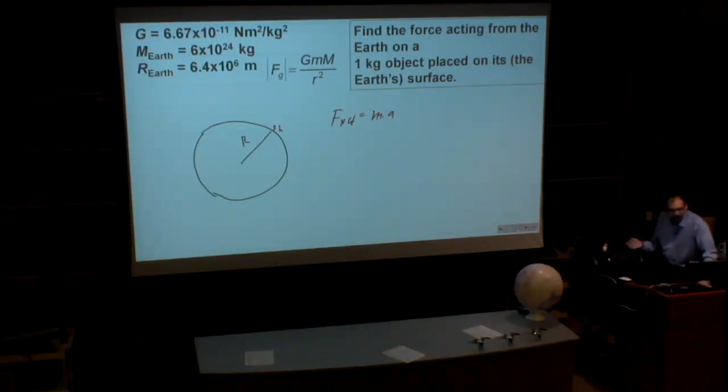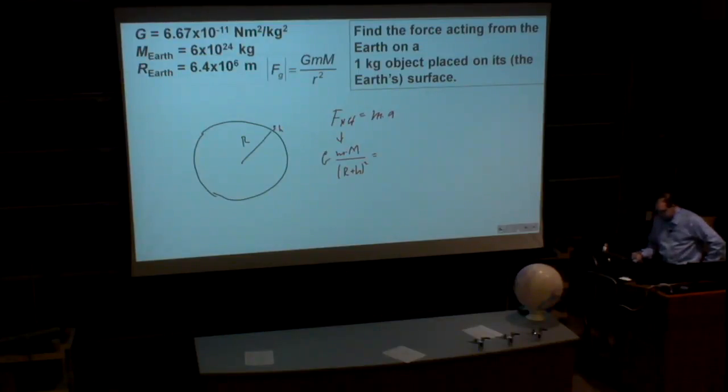Neglecting friction, the only force acting on it is the force of gravity. So the net force is that force. It should be equal to a constant times the product of masses divided by the distance from the object to the central point, the center of the planet, the Earth.